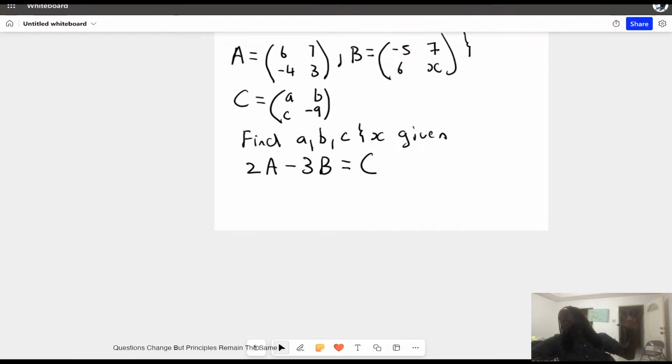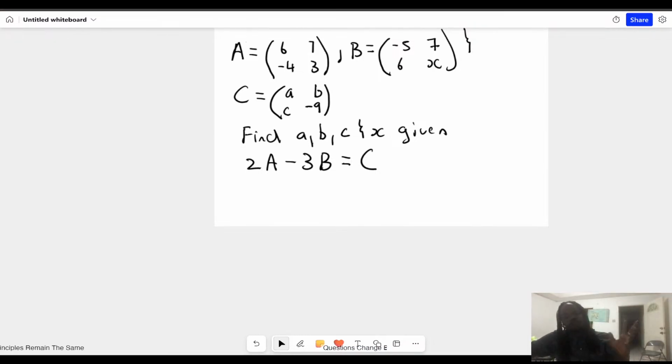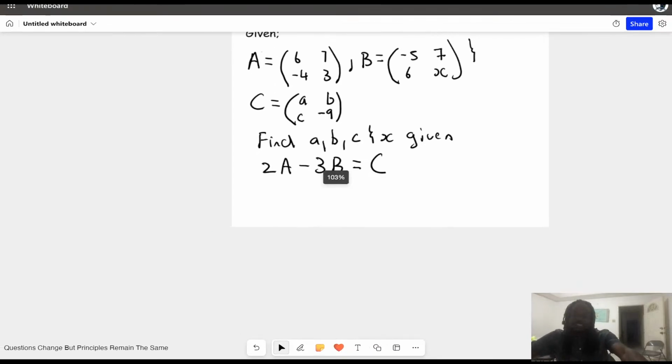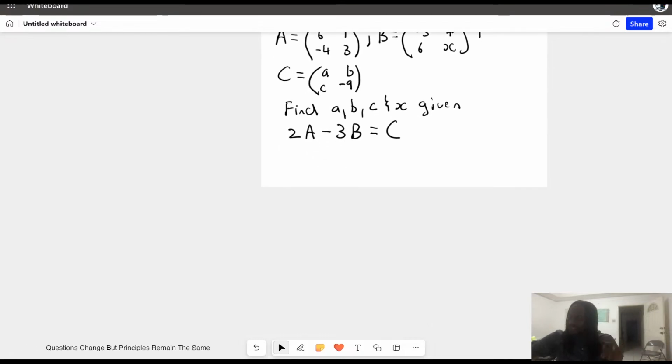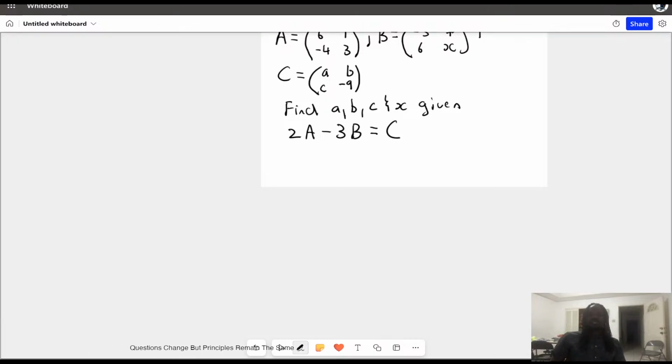And then students start to say, "Sir, I can't do this because I see letters in it, and I never got a question with letters in it, and I don't know how to do it with letters." Instead of just understanding and remembering what I always say, principles will never change. So no matter what, always remember that principles will never change. They want us to find the variables given 2A minus 3B equals C. So basically we have some equal matrices we are working with here.